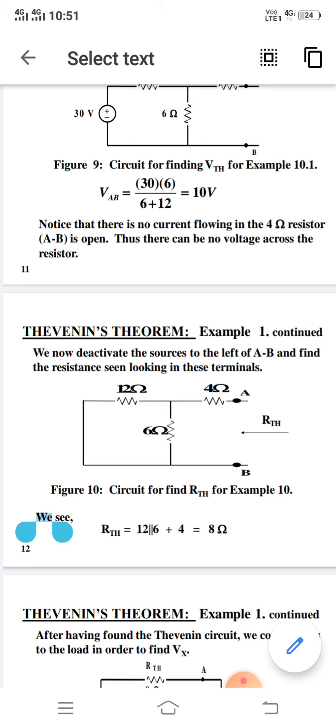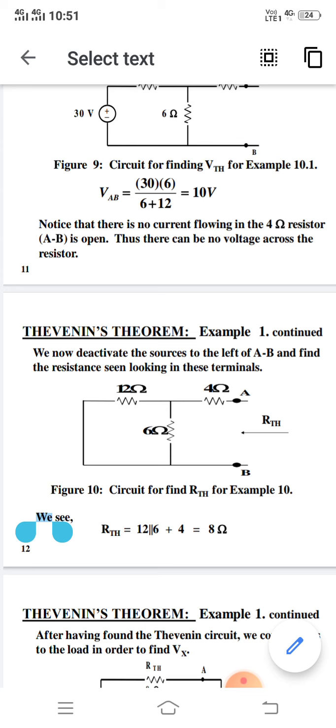Now we reduce them by the parallel rule of resistance: 12 ohm multiplied by 6 ohm divided by 12 plus 6. From that parallel combination, we get 4 ohm resistance.